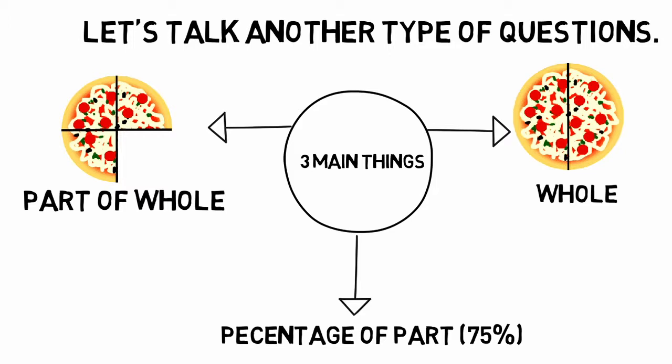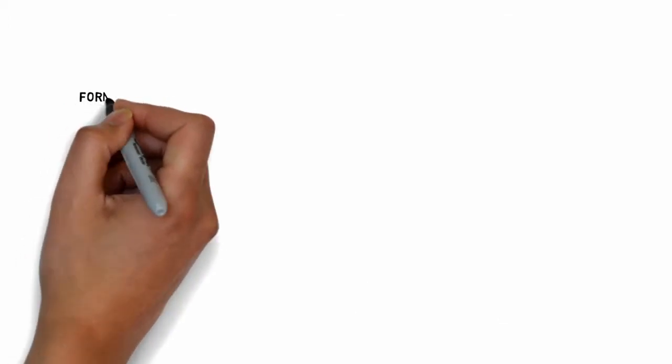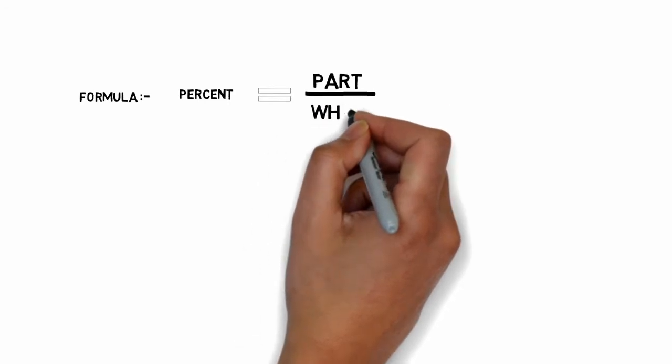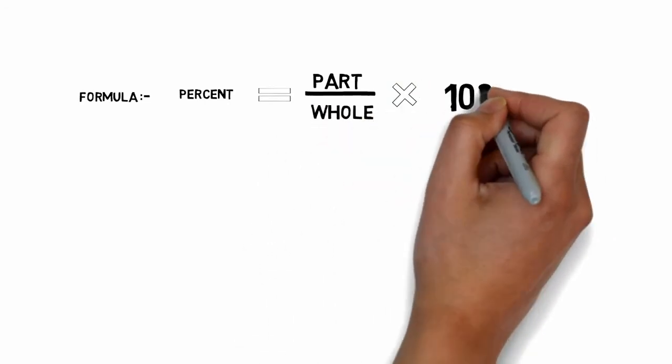Simple? Let's make it more simple. For solving this type of question, you just have to remember this formula: percent is equal to part divided by whole multiplied by 100. Now you just need to put the two quantities in the formula and simplify it. You will get the third quantity, which will be your answer.